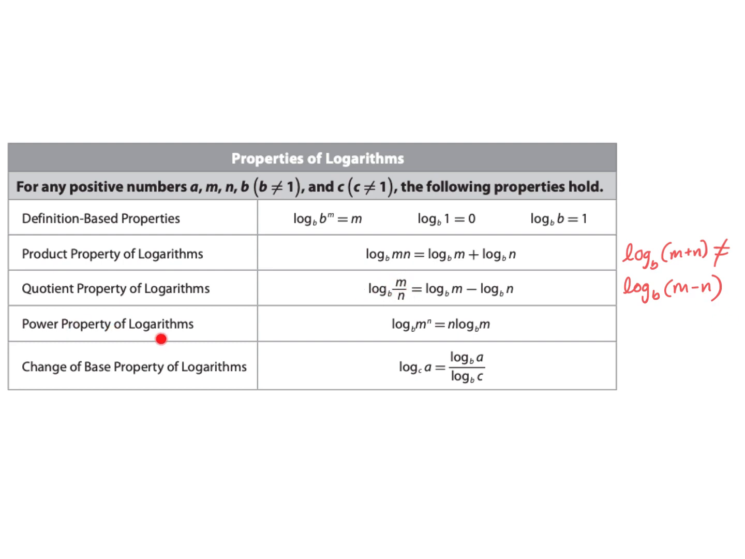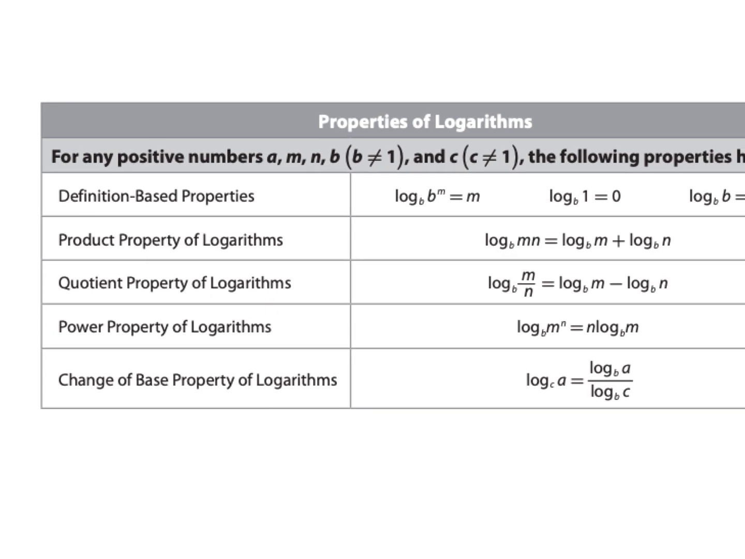The power property of logarithms tells you that if you have log base b of m to the power of n, you can actually take that exponent and move it right out front. So it's a really unique property of logarithms, can be very useful. Or you could always go backwards. If you see a coefficient out front, you could always move it up here to the exponent of this term.